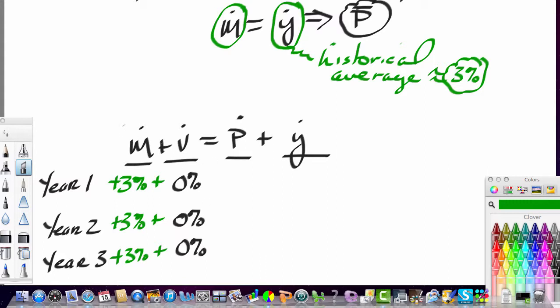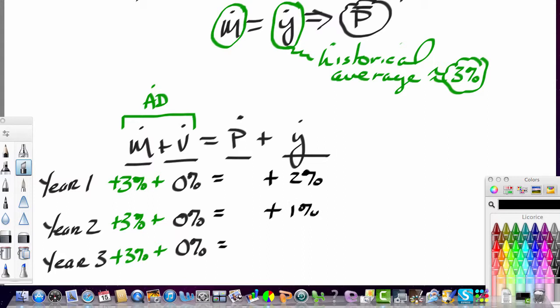So we grow the aggregate demand side. In theory, we grow the aggregate demand side at roughly 3% a year. All right, that's the idea. Now, on the right side, let's say that output is increasing in year 1. It's not going to increase at the same rate every year. Let's say it grows at a rate of 2% in year 1. It grows at a rate of 1% in year 2.